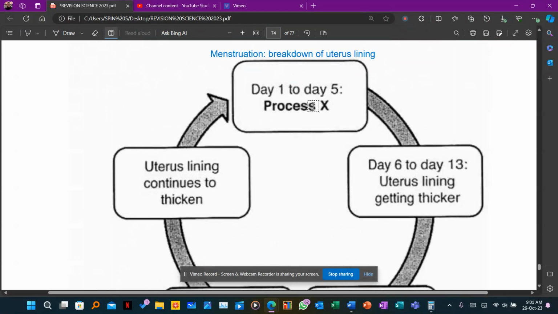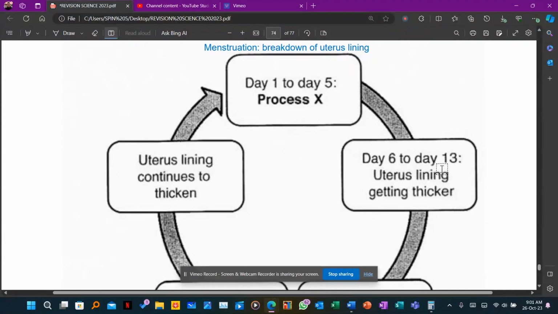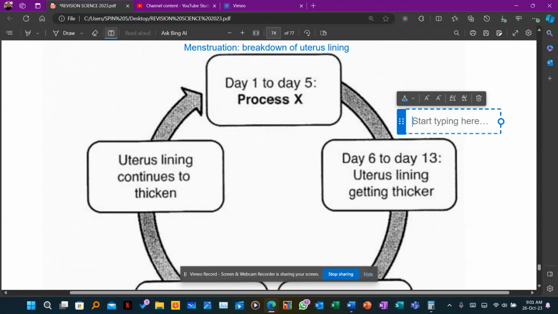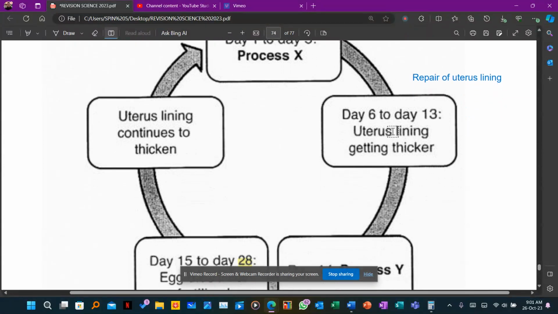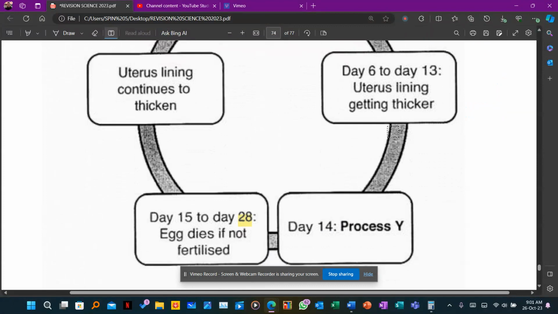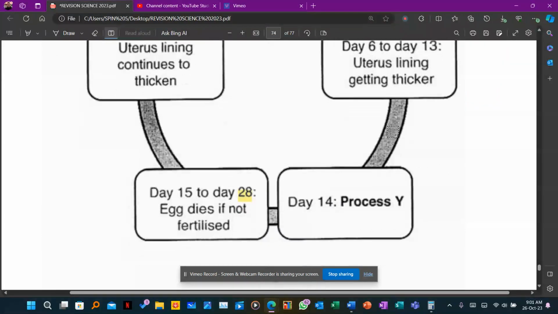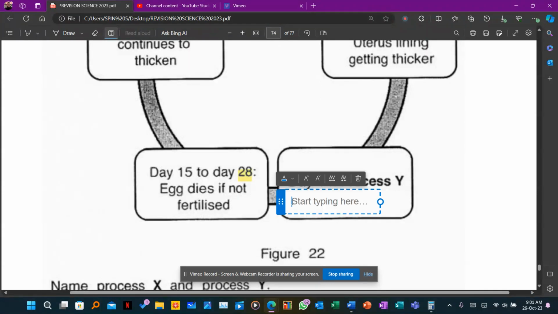After it breaks down, it needs to repair itself. So day 6 to day 13 is the repair of the uterus lining. What does repair of the uterus lining mean? It means that it will get thicker. Why does it get thicker? To prepare for a baby, in case you get pregnant, which is what happens during day 14, where ovulation occurs.